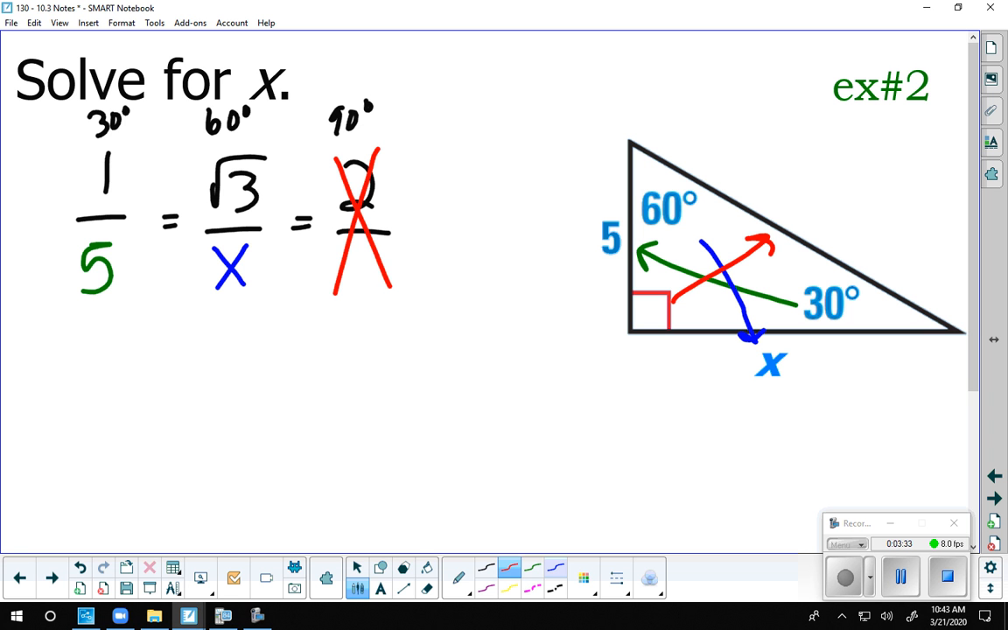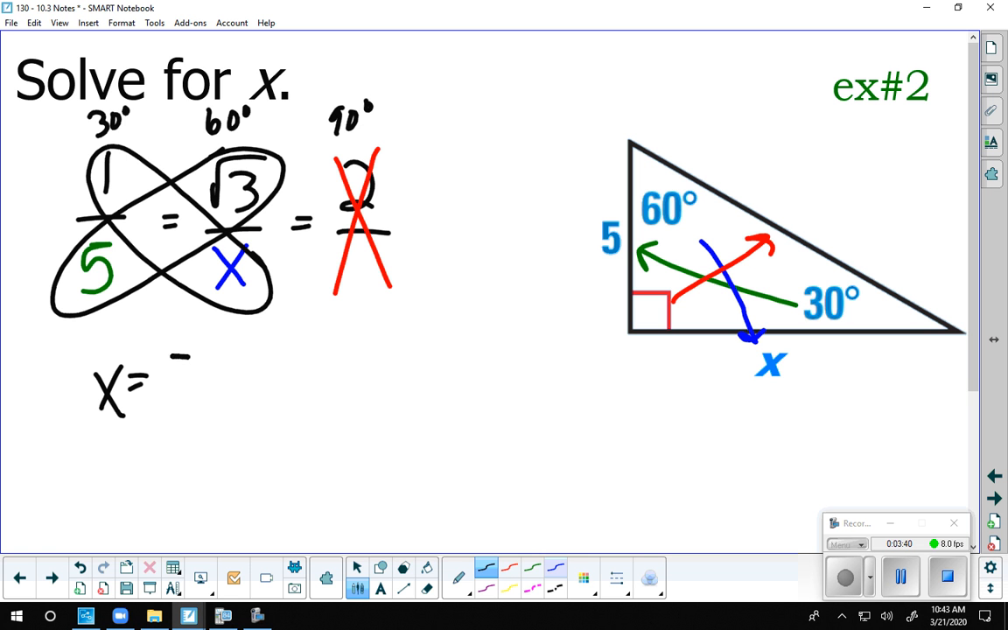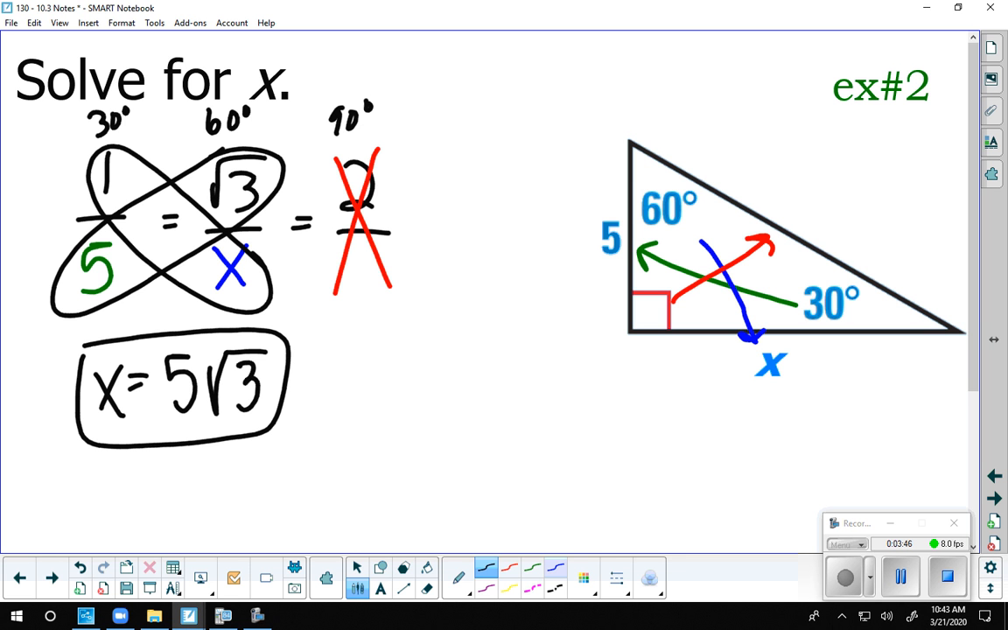So now let's cross multiply. X times 1 is x. 5 times the square root of 3. Well, 5 is not under the radicand, so it stays on the outside, and then times the square root of 3. So we know that this is 5 square root of 3. And you'll notice across from the 30 is 5, and this is 5 times the square root of 3.